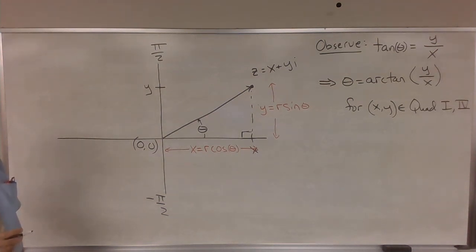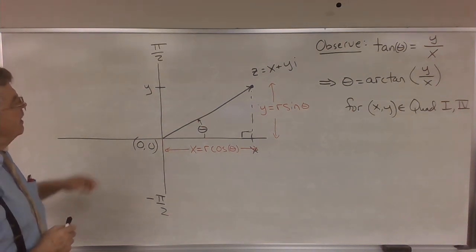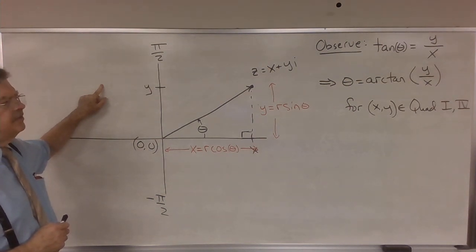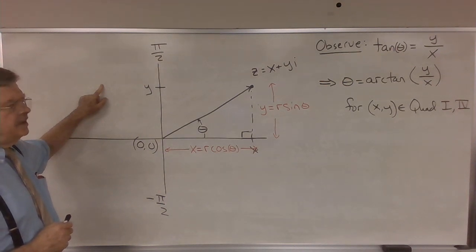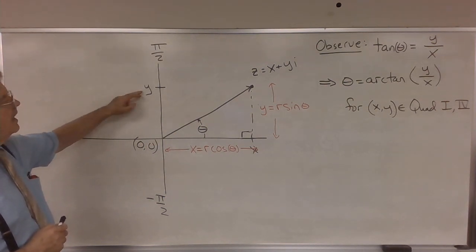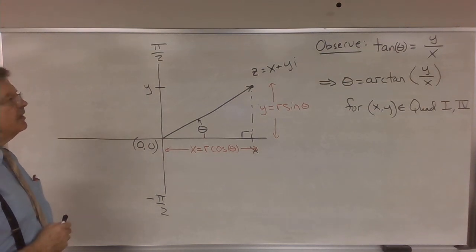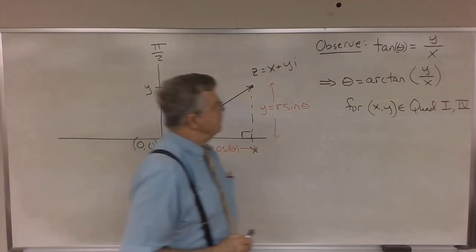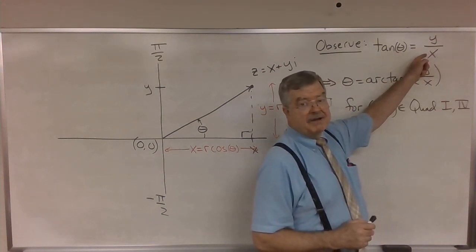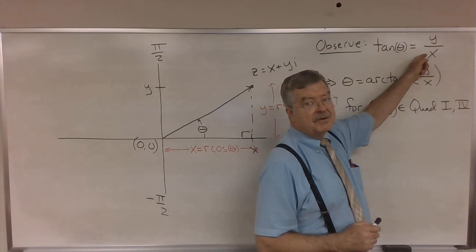Well, let's see. If we have a complex number over here in quadrant 2, the real part is going to be negative. x is going to be negative. The imaginary part, y, is going to be positive. So the tangent of theta is going to be a positive number divided by a negative number. In other words, tangent of theta is going to be negative.